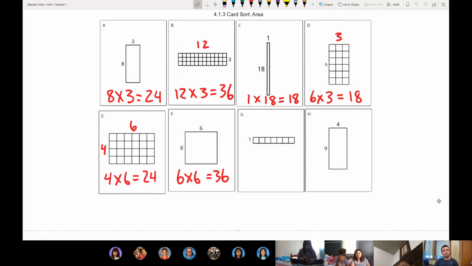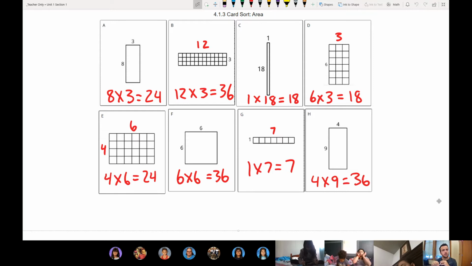Good job, Malia. Can someone give me the last two? Eileen? 1 times 7 equals 7. Yep. And then 4 times 9 equals 36. I heard you whisper it. I can't tell you the answer. 36. Yeah, 36. 4 times 9 equals 36.